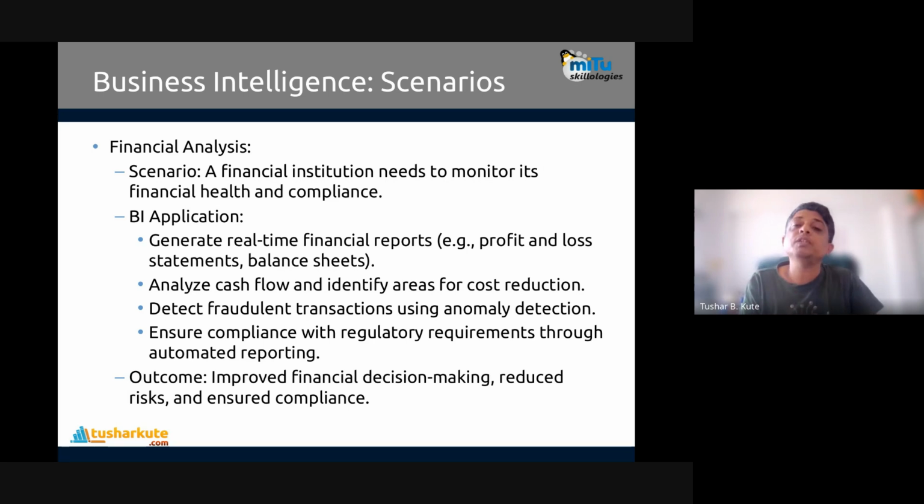Now what is the outcome of it? Yes, you can improve the financial decision making process, reduce the risk of fraudulent financial transactions, and ensure appropriate compliance for this process.